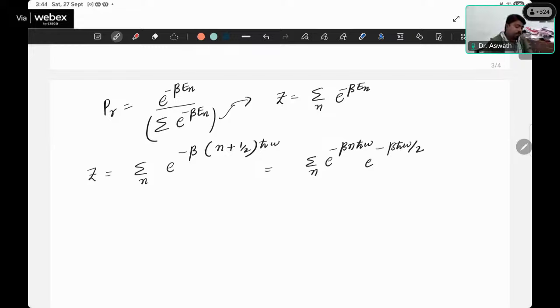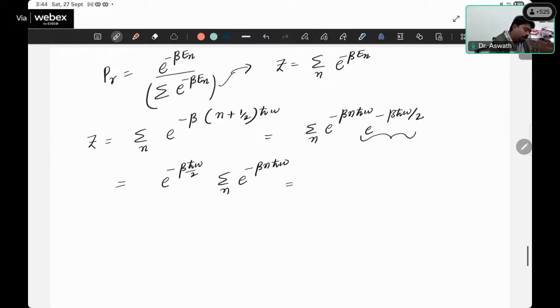Okay, there are two terms. If you see, the second term is independent of n, so I can just bring it outside: exponential minus beta h omega by 2. And whatever n is there, I'll have it inside. Now, if you carefully see this nth term, let me do it neatly: exponential minus beta h cross omega by 2, summation over n of exponential minus beta h omega whole to the power of n.